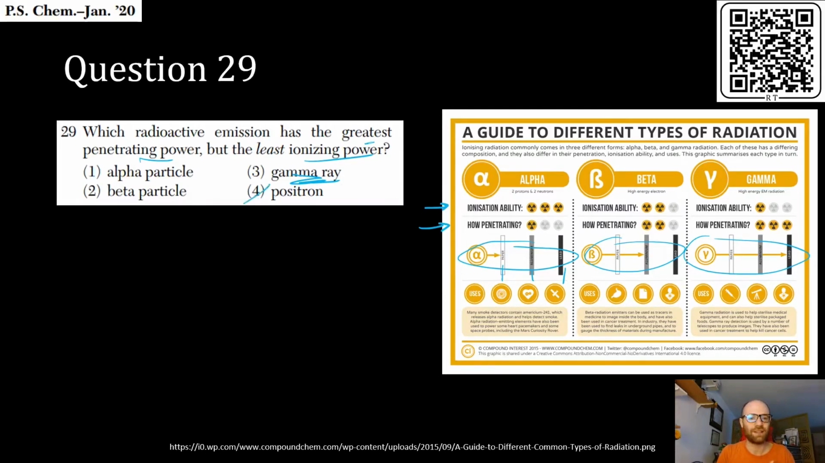Positron's not even on the list. We're not going to worry about it. And the least ionizing power. So we have that information in our top row here. Ionizing ability or ionizing power is the ability of your radiation to pull electrons away from other matter. Since gamma radiation has no mass and no charge, it's just light, high energy light, it is not going to ionize much of anything. It does a little bit. Your alpha particles being that big positive helium nucleus, that's going to be ionizing much better.